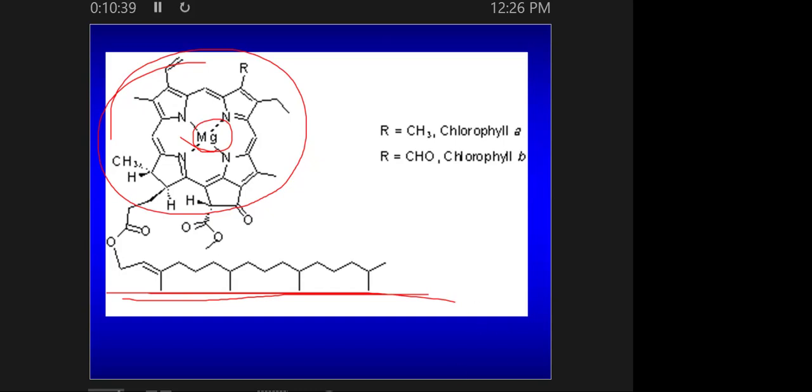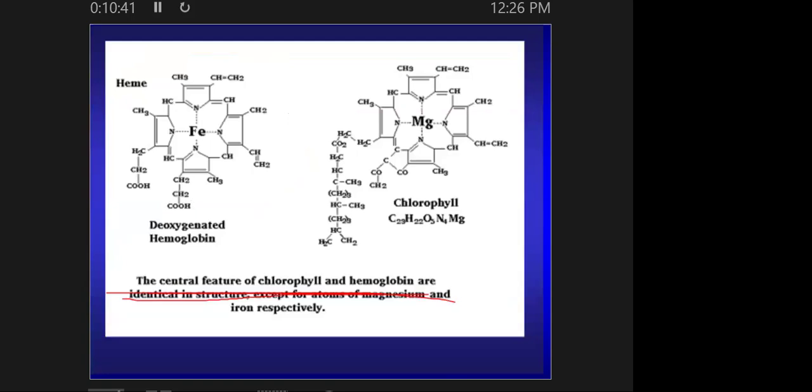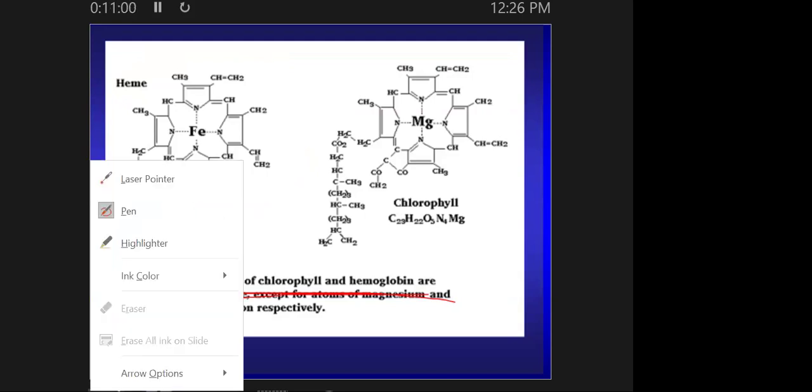If any of you have taken animal or human phys, that structure might look a little familiar to you, because hemoglobin is very similar in structure to chlorophyll. So instead of magnesium, you have an iron, but look at the porphyrin head region, pretty similar. So it's kind of neat that you have that.